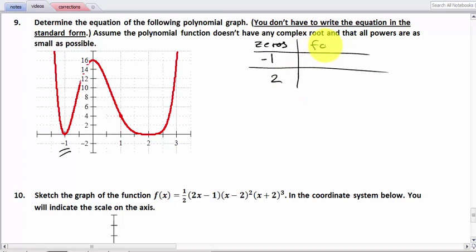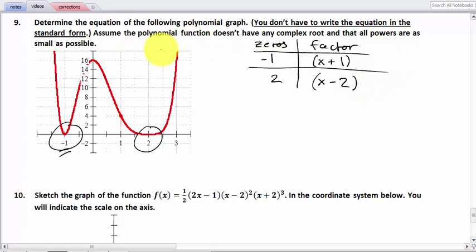So what do I expect in terms of factors? I expect x plus 1 to be a factor, and I expect x minus 2 to be a factor. That's the first thing. Now, what's going on at -1? It bounces, so I'm expecting the multiplicity to be even. It also bounces at 2, so again I'm expecting the multiplicity to be even. It could be 2, 4, 6.